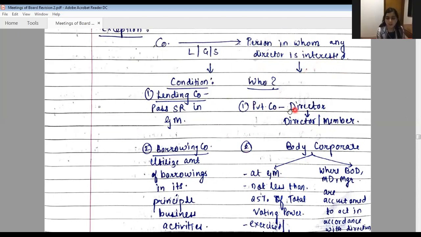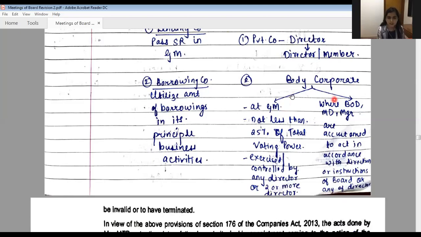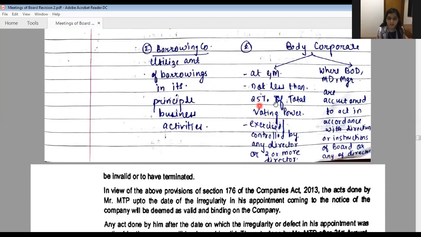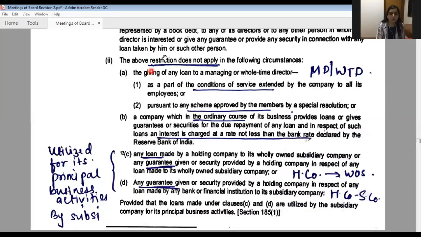First, it is a private company in which the director is a member or director. The second is a body corporate in which, at a general meeting, not less than 25% of the total voting power is exercised or controlled by any director or two or more directors, or a body corporate whose board of directors, managing director or manager are accustomed to act in accordance with the directions or instructions of the board or any of the directors.